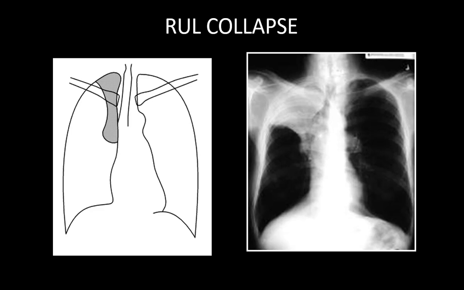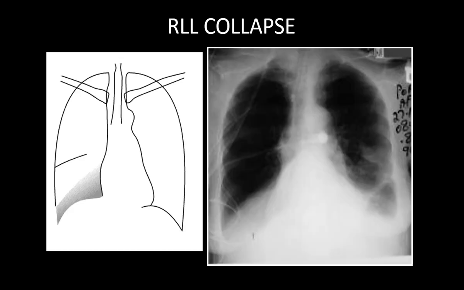Now something about collapse. We all know that collapse produces loss of aeration of that part of the lung, and it tends to pull the trachea towards the side of the collapse. In right upper lobe collapse, you can see there is no aeration, it is all hazy, and the trachea is pulled towards the side of the collapse. So this is how a right upper lobe collapse looks.